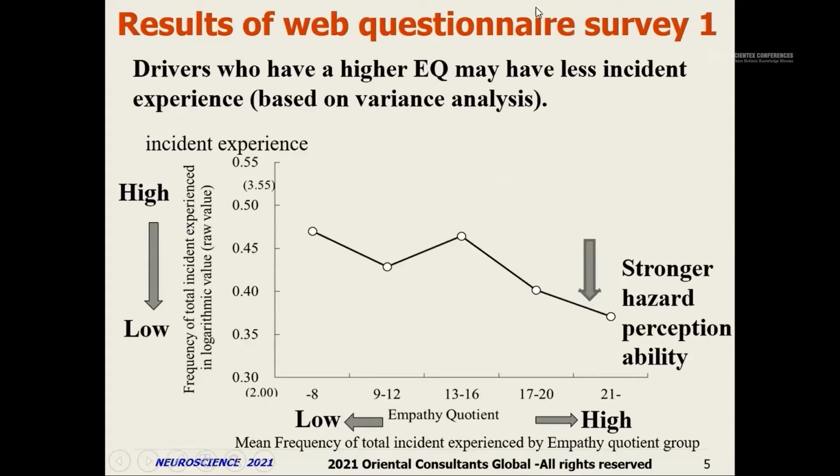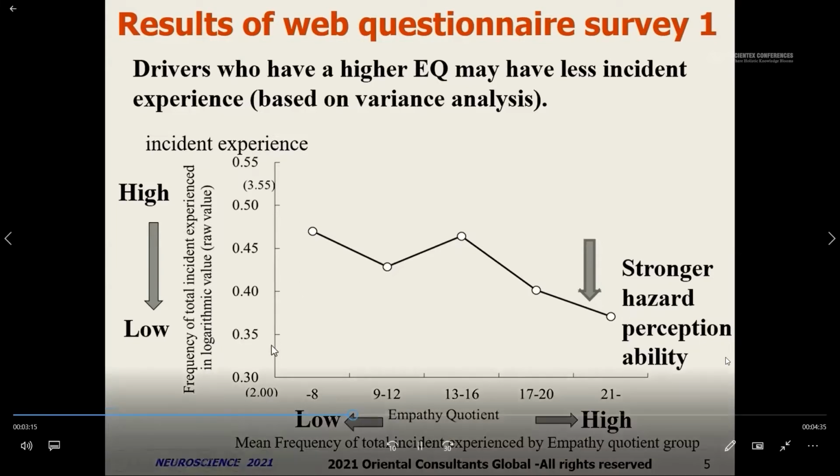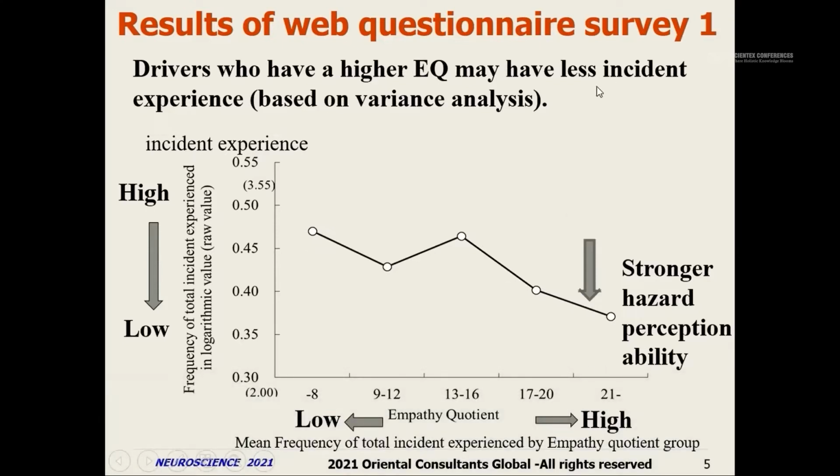Based on the ES model, I conducted a web questionnaire survey and found three points. Firstly, in the figures shown, the scale of empathy quotient is on the horizontal axis and the scale of incident experience is on the vertical axis. Drivers who have higher EQ have less incident experience based on the variance analysis. So higher EQ drivers are recognized as having stronger hazard perception ability.